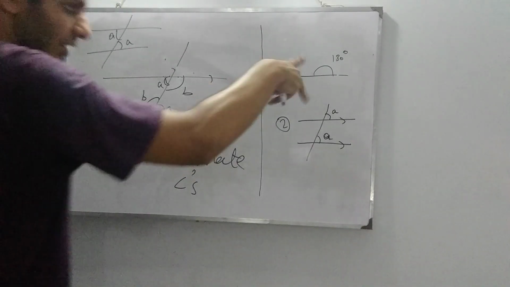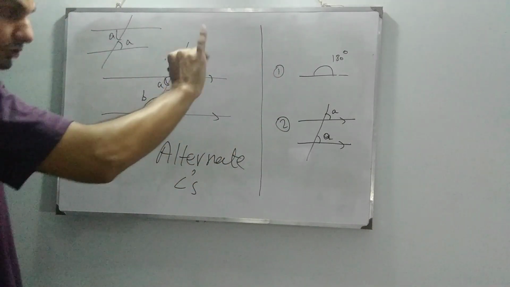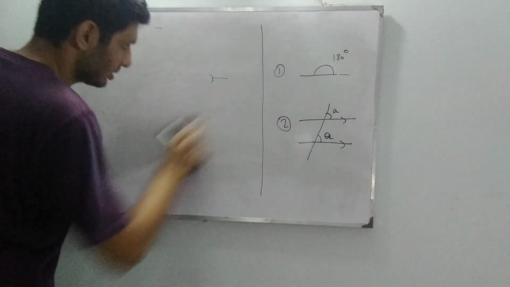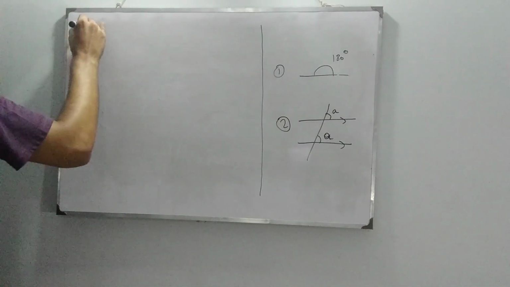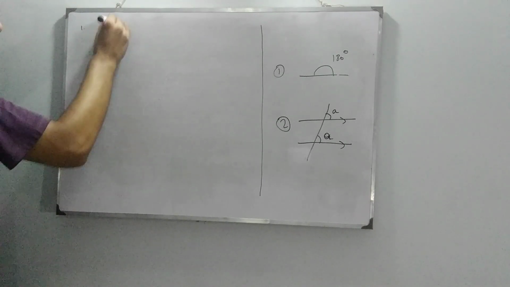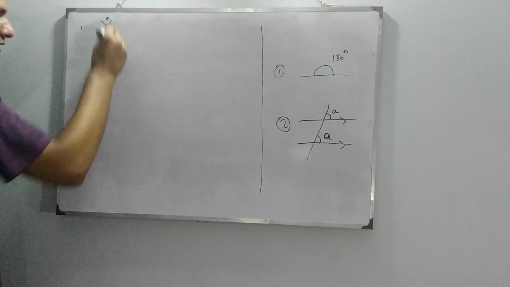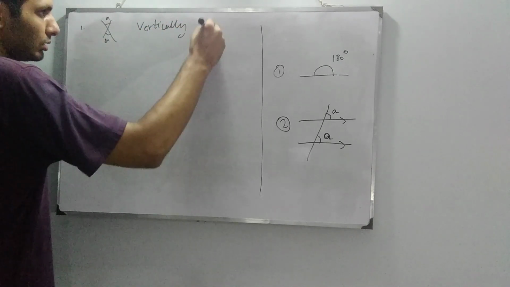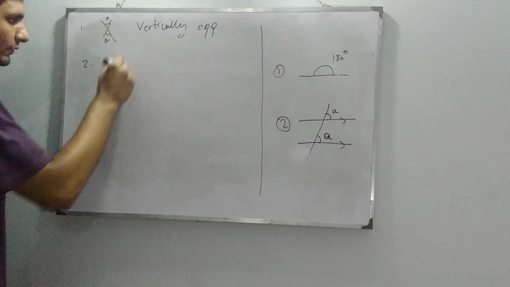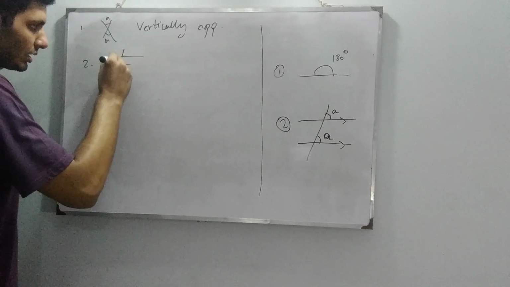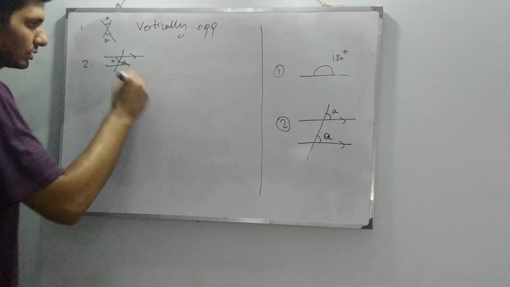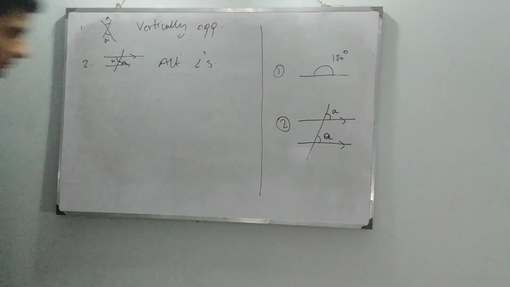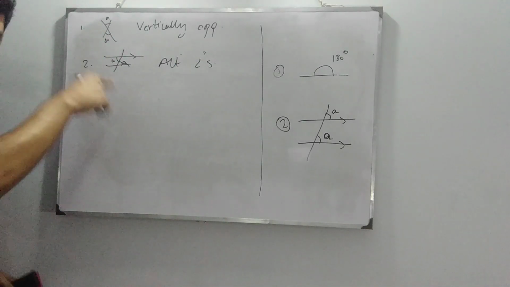But look, we started with two, we've gotten two already. We have gotten these vertically opposite angles. And we have gotten these alternate angles. Now this is quite a useful property.